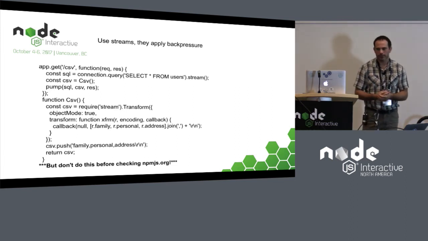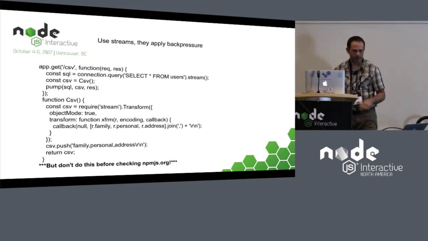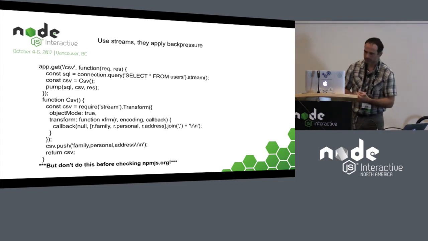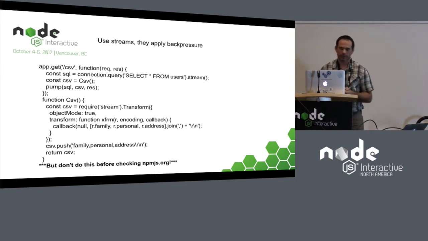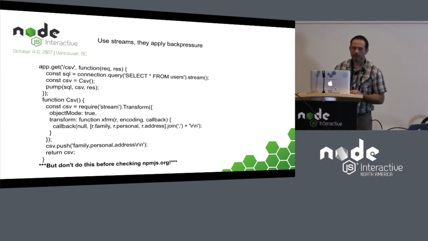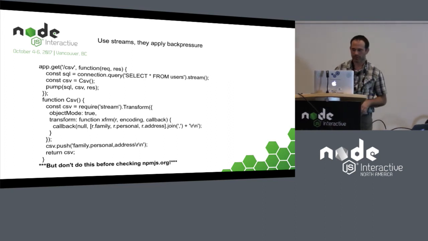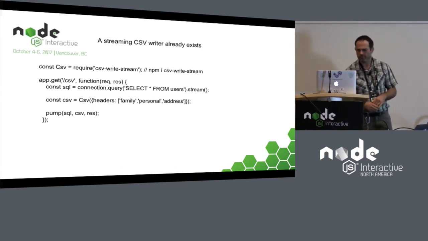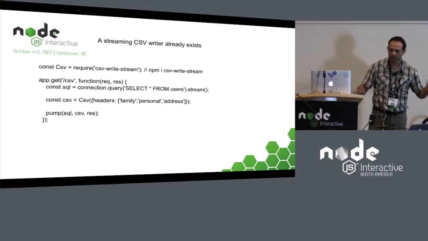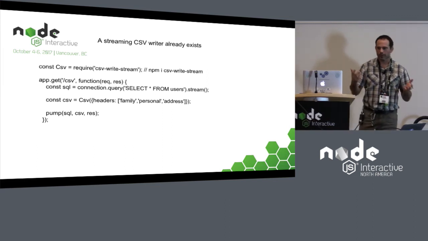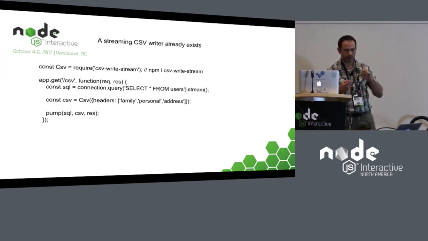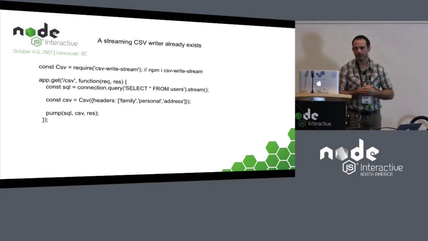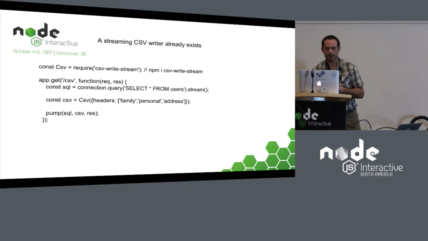So this is a back pressure respecting way to deal with this problem. And this code is okay, but you shouldn't actually write this code before checking npmjs.org. So this function exists already: CSV write stream. I think Max Ogden wrote it. He's got tons of streams modules. So it already exists. This code both respects back pressure and is short and easy to use. Well, this is the right way to do this kind of stuff.